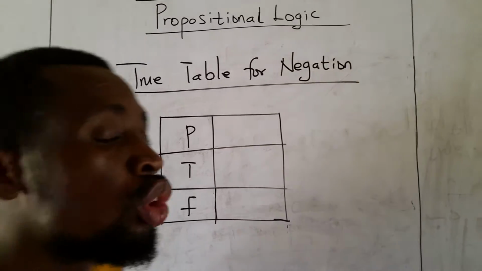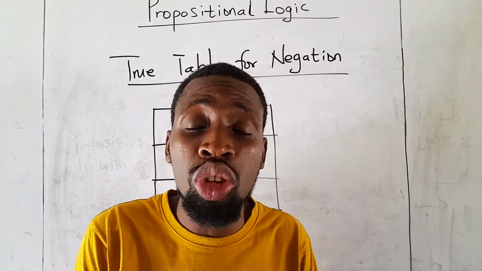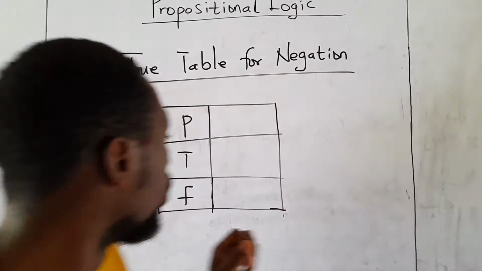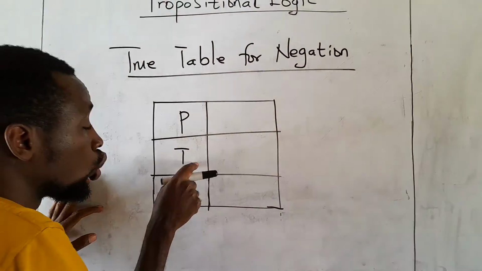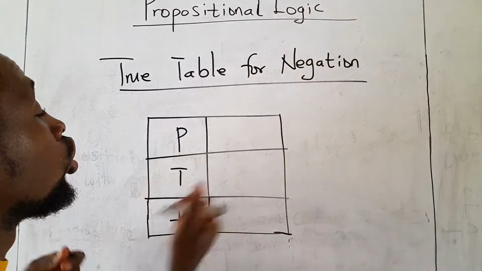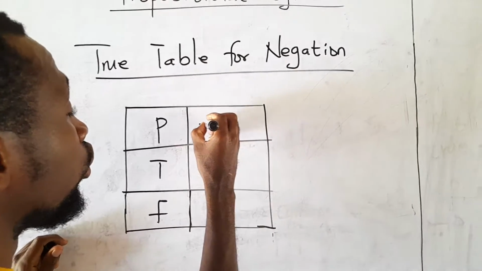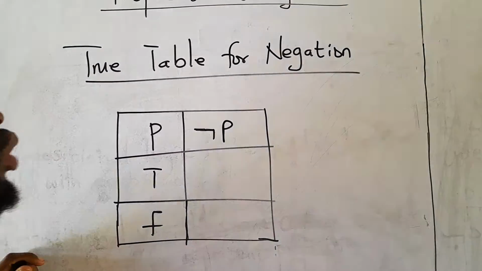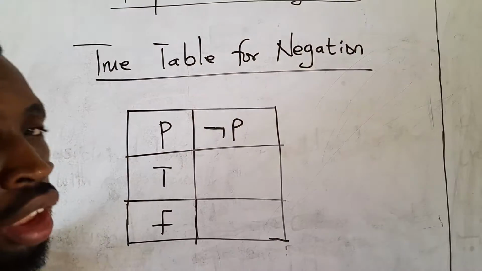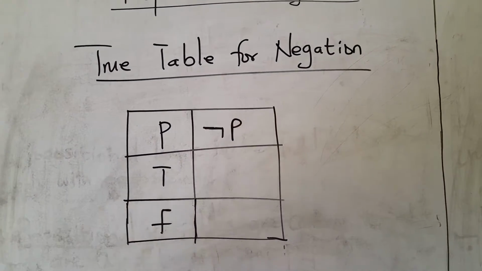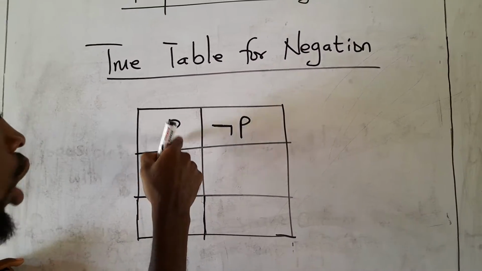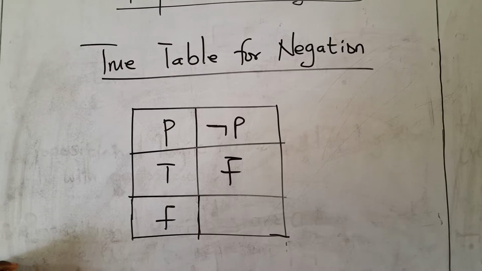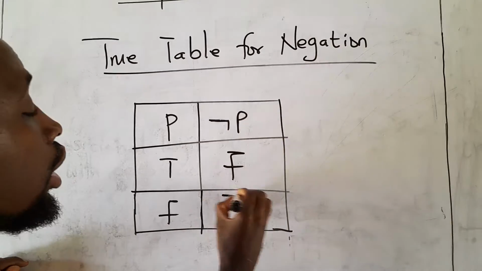Remember, we say a proposition is a declarative statement or sentence that is either true or false, but not both. So a proposition can either be true or false, but not both. In our examples, if we have the proposition P, then its negation is written like this, ¬P. That's the negation of P, or the opposite of P. So the truth table is that when a proposition is true, its negation is false, and when it is false, its negation is true.